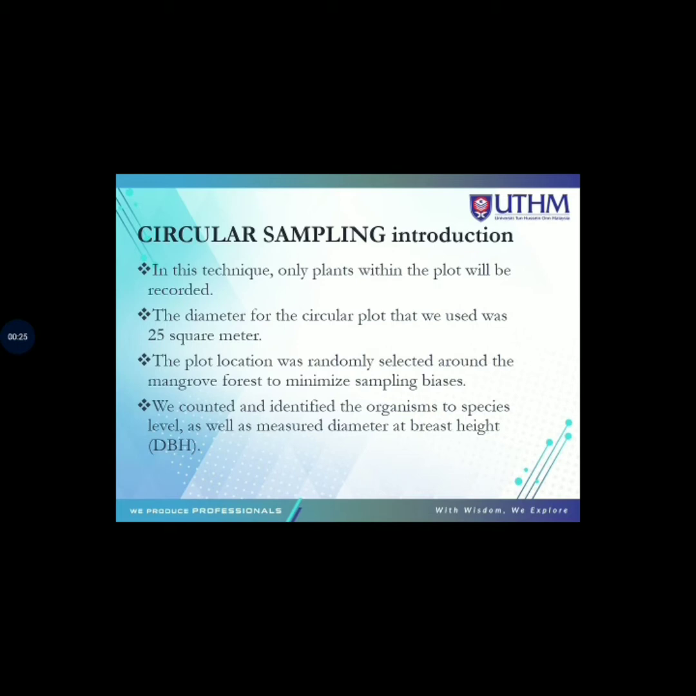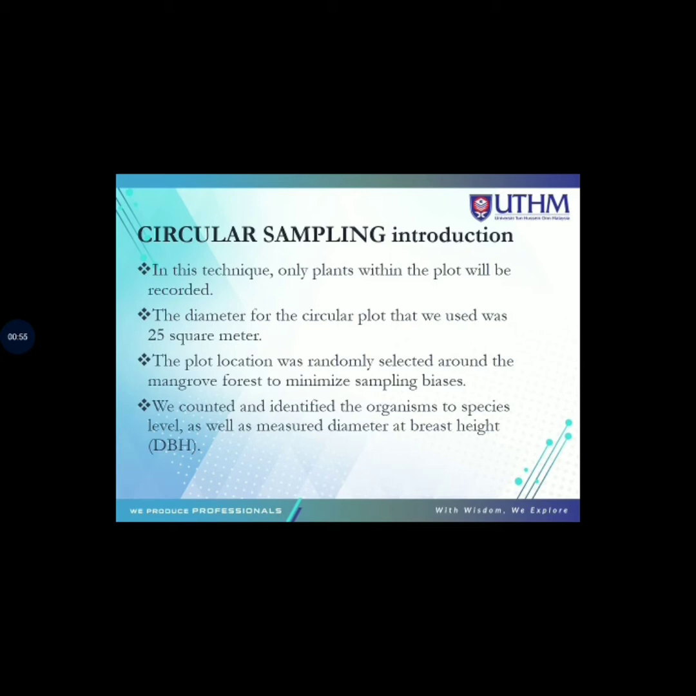This is because we are focusing on our chosen vegetation, so we only take into account the plants of the vegetation. Next, the size of the circular plot that we used was 25 square meters, and the smaller the size of the circle, the easier it is for us to do the sampling. After that, the plot location was randomly selected around the mangrove forest to minimize sampling bias.